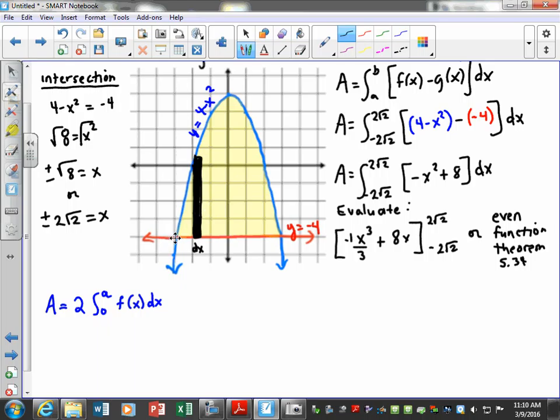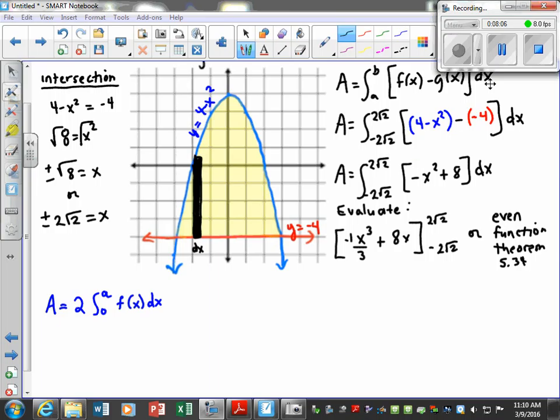So you can either calculate the area from here to here like this is showing, or we can do from 0 to 2 square root of 2, take this answer and multiply it by 2. So I'm going to do the even function just so you have it. I'm sure you probably worked it the other way. And I'm going to use the even function to work this out. So I'll pause it now, and you use the even function theorem to solve.